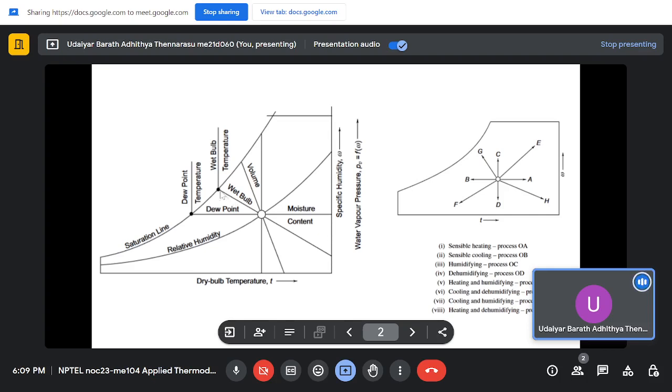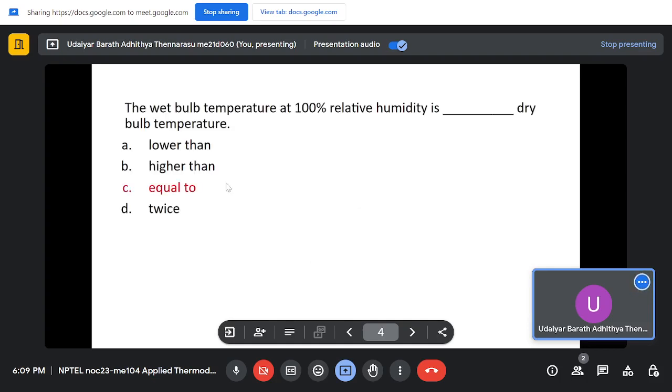What it says is, your wet bulb temperature already says that your water vapor is saturated, and you cannot add any more water. So that's the minimum temperature which you can reach while adding water vapor. That's what it signifies. So at saturation condition, both temperatures become equal. Hence it's equal to.